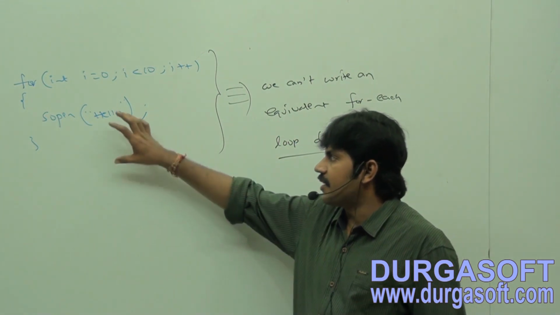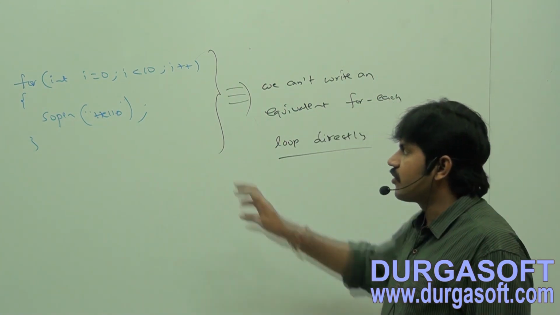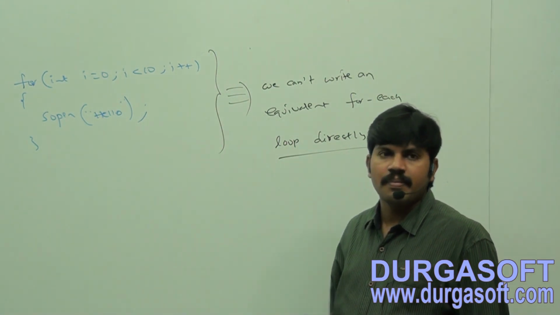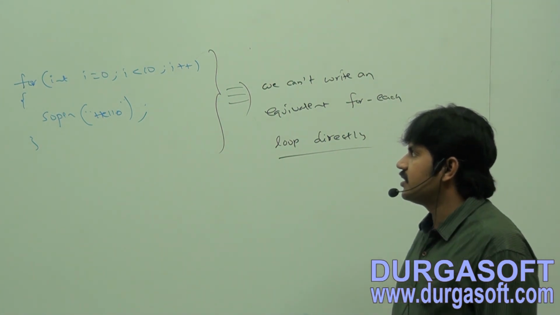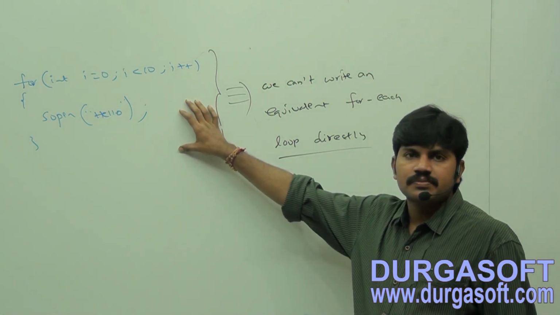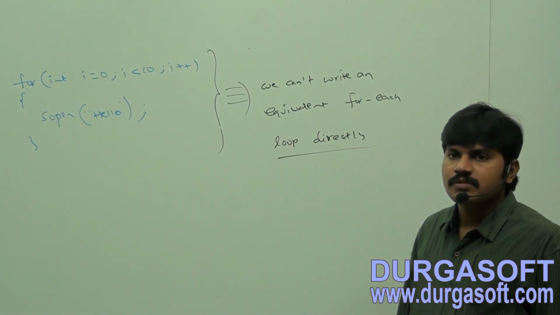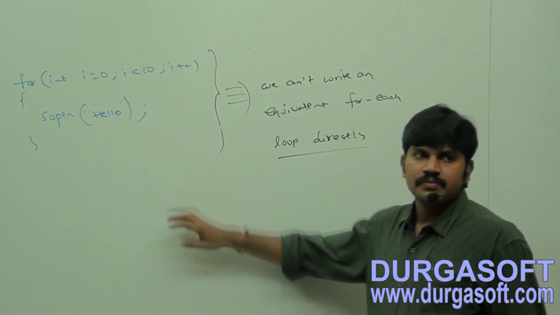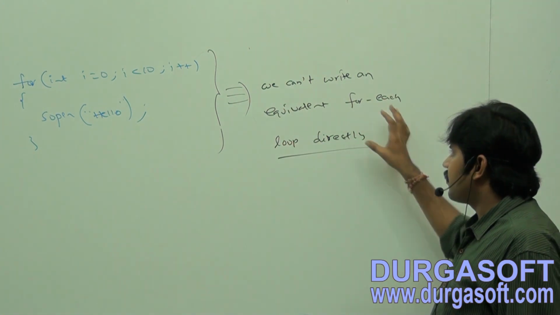Okay, this is an example: for int i = 0; i < 10; i++, System.out.println("hello"). Next, we can't write an equivalent for each loop directly.